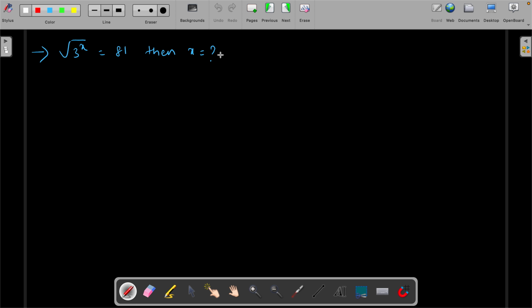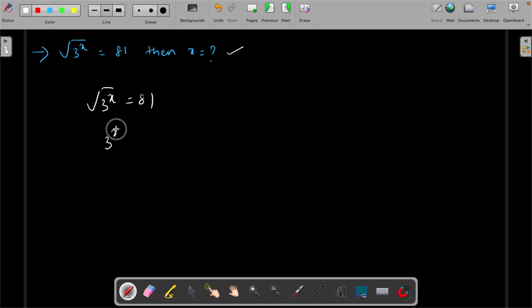This is another TET question. Root of 3 power x equal to 81. We need to find out the value of x. They have given root of 3 power x equal to 81. Square it on both sides.